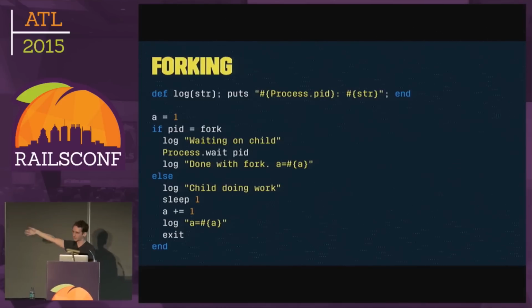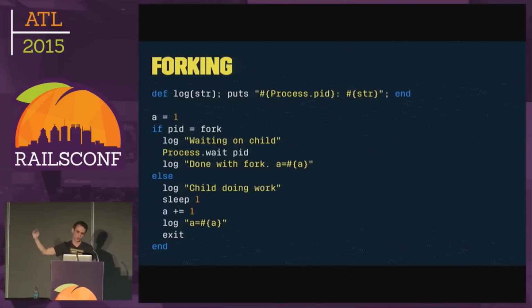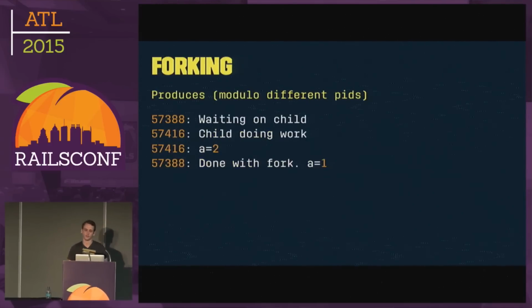On the other hand, if we are on the other branch of the fork, we're in the child process. We're going to print out the child is doing work, sleep for 1 second, increment A, print it out and then exit. So think through that for a second and imagine what that might print out. Turns out when I ran it, it looked something like this.